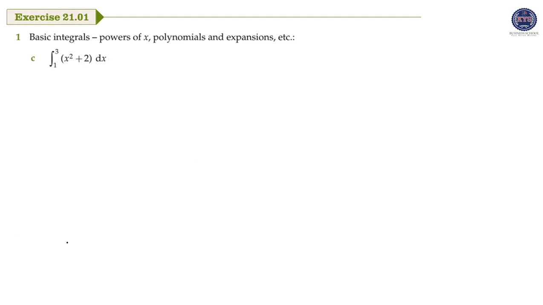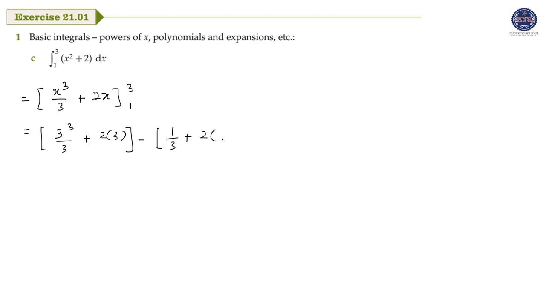Okay, moving on. Question C. This is also simple, which is integrate x squared, you will get x cube over 3. Integrate 2, you get 2x. So don't forget to put your upper limit and lower limit. And then only you substitute. So 3 cube over 3 plus 2 times 3 minus 1 power of 3 is 1 divided by 3 plus 2 times 3. Is it correct? Oh, sorry, 1. Sorry.